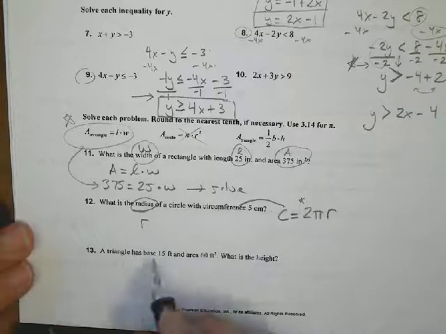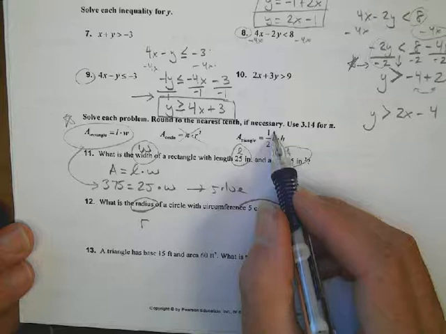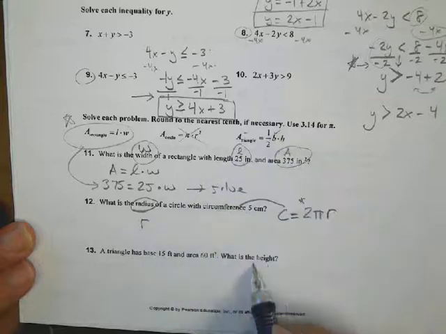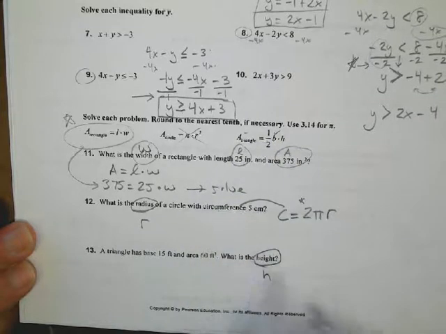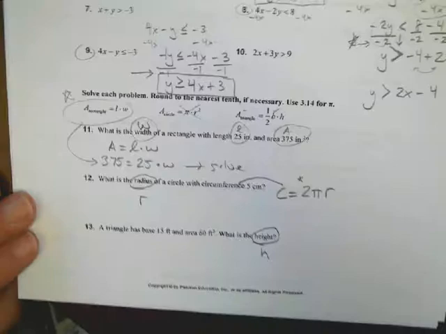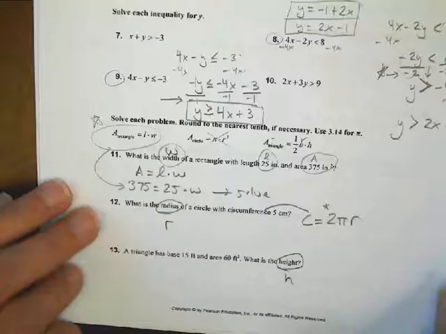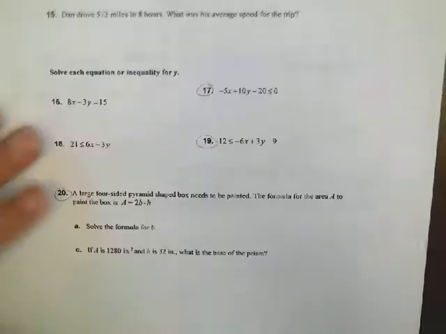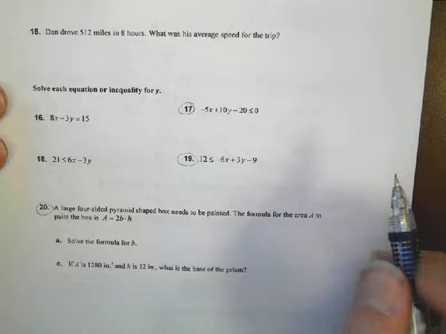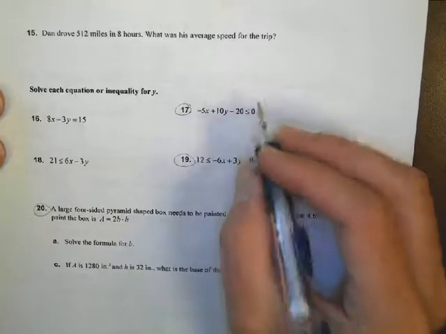And then finally over here, a triangle has a base and an area. So you can see they give you the base and the area, and they want you to find the height, the h value, for the last one there, number 13. Okay, so let's flip it over to the back side, look at a couple of these before we wrap up this lesson here. Let's look down at number 17, just a couple more inequalities. All right, make sure you're on the right page here.